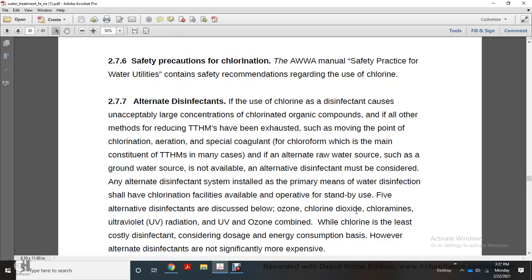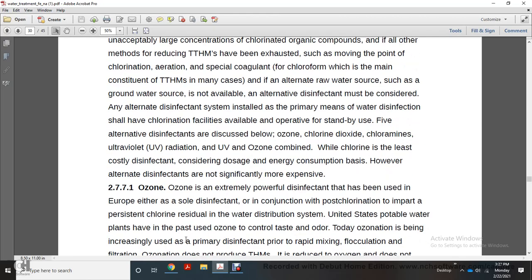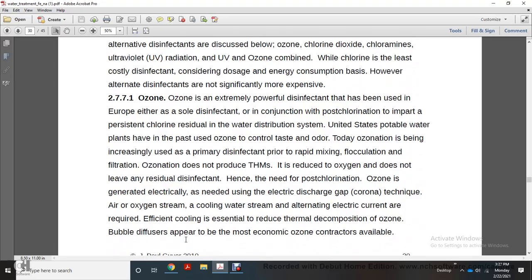Alternative disinfectants discussed below are ozone, chlorine dioxide, chloramines, ultraviolet radiation, UV, and ozone combined. While chlorine is at least as efficient on a desired dosage and energy consumption basis, the alternate disinfectants are not significantly more expensive.